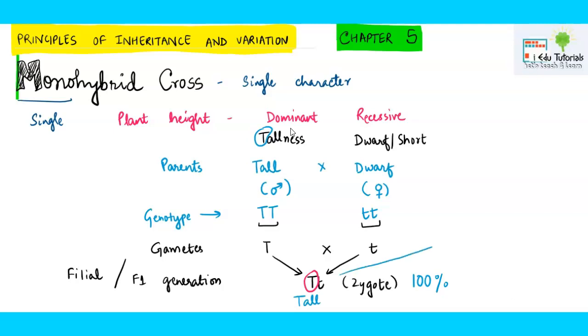That means if you talk about this capital T small t, then this is heterozygous dominant. Why am I saying heterozygous dominant? Because one allele is dominant and another allele is recessive.